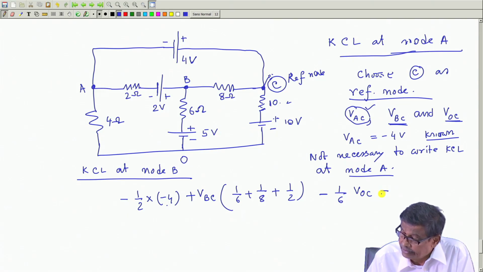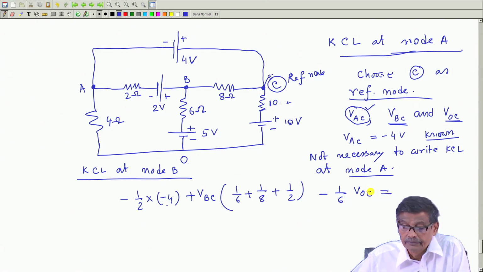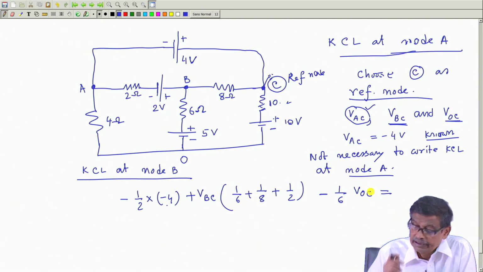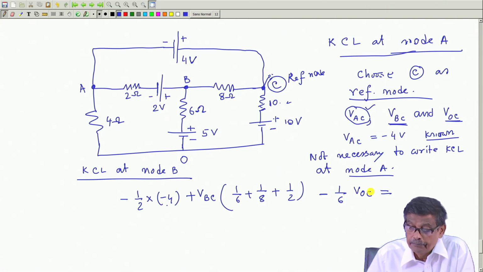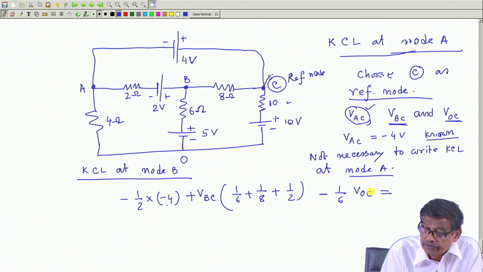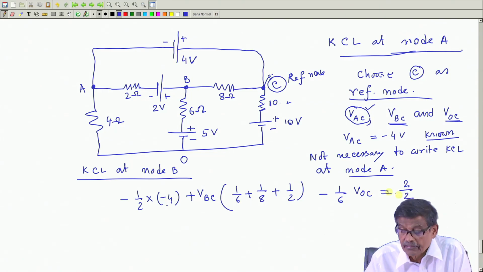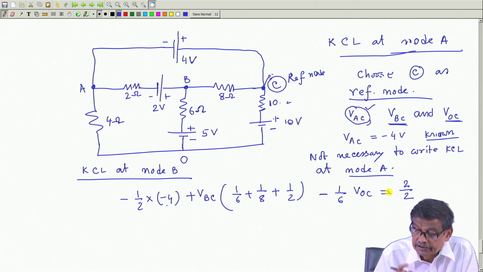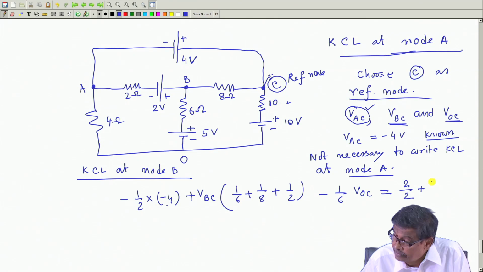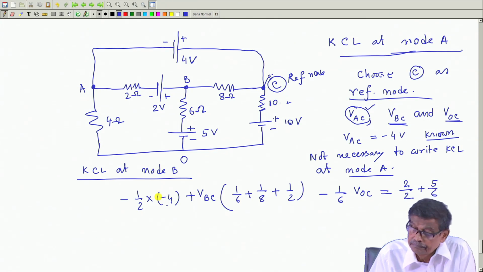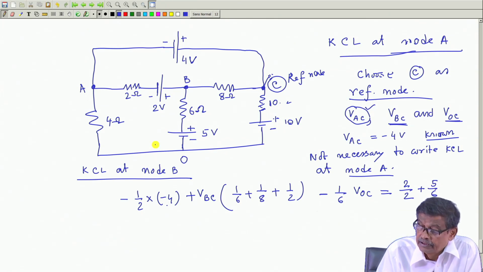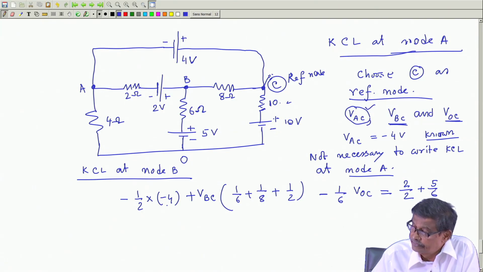On the right hand side, I will write down the sources, they must be dimensionally ampere. So, at node B this 2 volt is connected. So, it will be 2 by 2 and it will be plus, because plus is connected to B. Similarly, plus 5 by 6, and of course, in this branch there is no source. So, this is one equation.